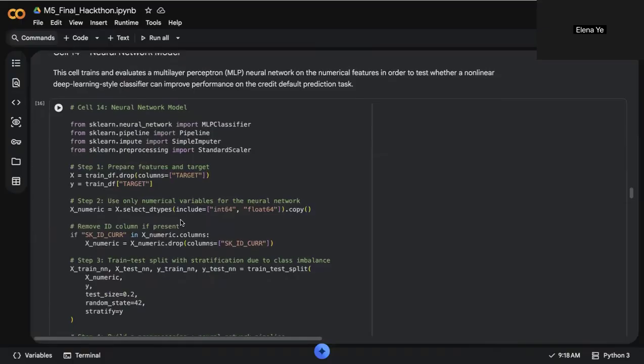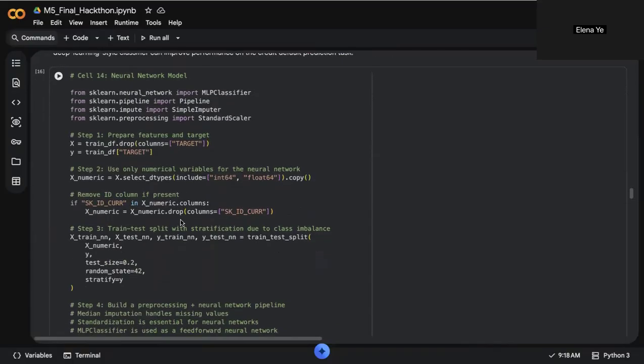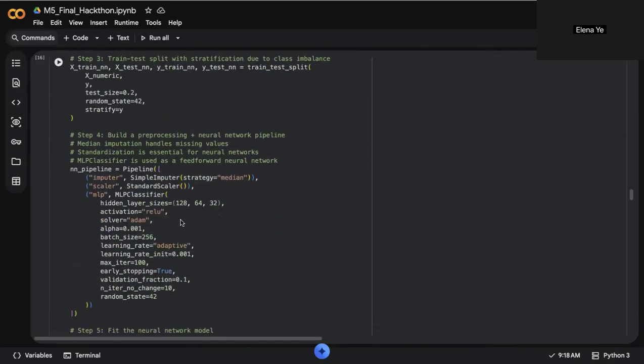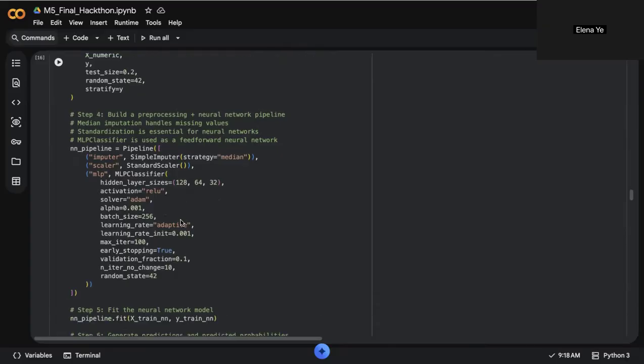And I also experimented with a neural network model. The neural network can capture complex patterns in the data and sometimes outperform the traditional models. However, because neural networks are less interpretable, additional explainability methods are needed to understand their predictions.